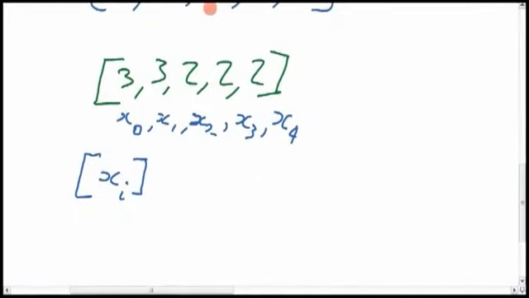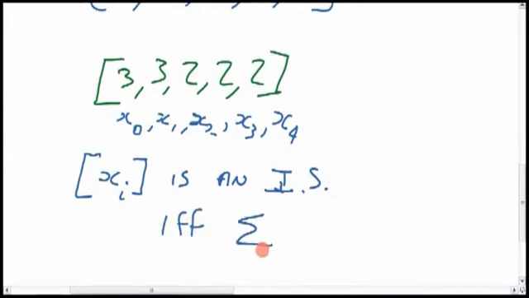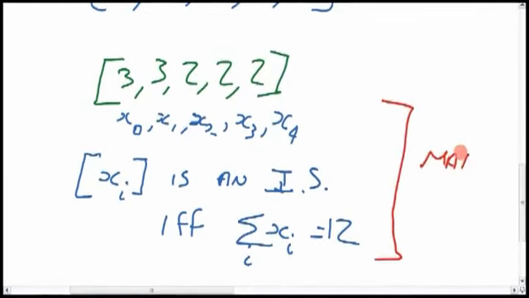My theorem, which is very simple, you can prove it yourself if you are so inclined, is that xi is an interval sequence if and only if the sum over all the xi's is equal to 12. That's a little aside for the people who like a bit of maths. Those of you who are not interested in that, don't understand what I mean, just ignore it.